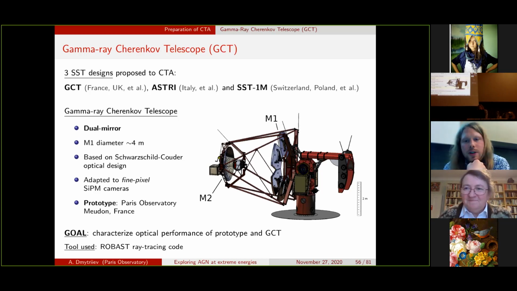I don't think it's much different. It's only about half of, in fact, a bit less of the field of view than the small-sized telescopes. Okay. Right. So can you think why we might want a big field of view for the small-sized telescopes?